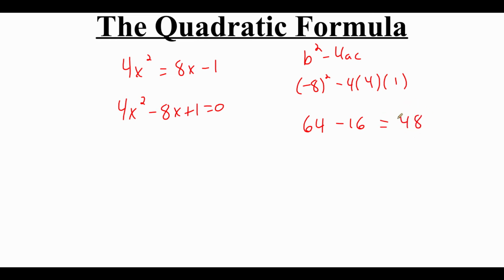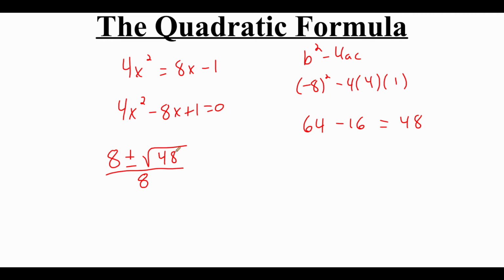So because we got a positive value, we're going to have two solutions. As we start writing out our quadratic formula, the opposite of b, so the opposite of negative 8, is positive 8 plus or minus the square root of that discriminant, 48, all over 2 times the a value. Well, the a value is 4, so 2 times the a value is going to be 8.